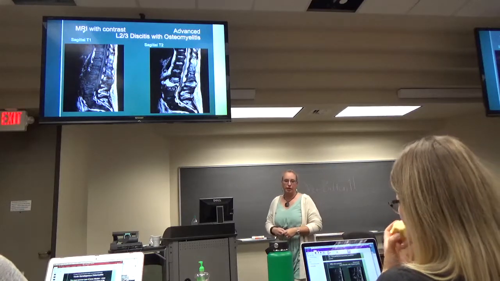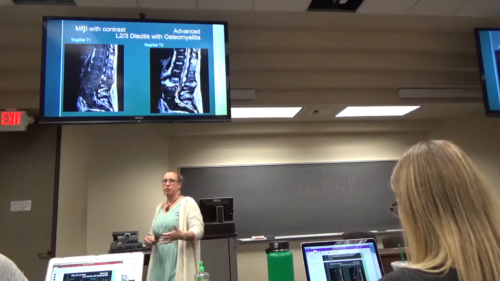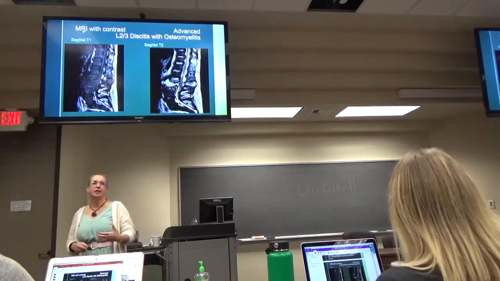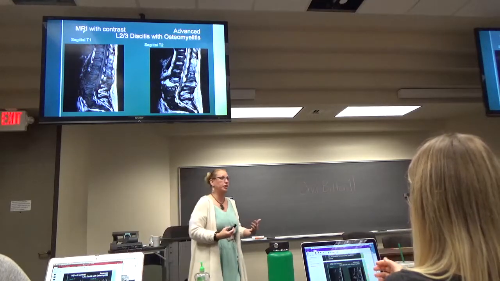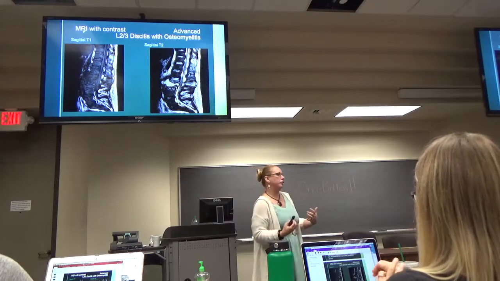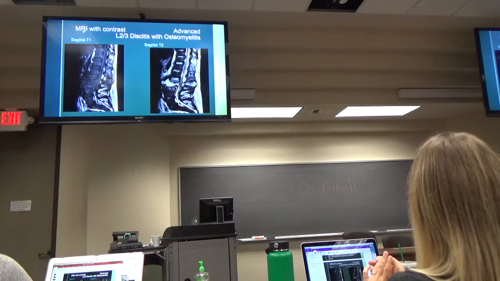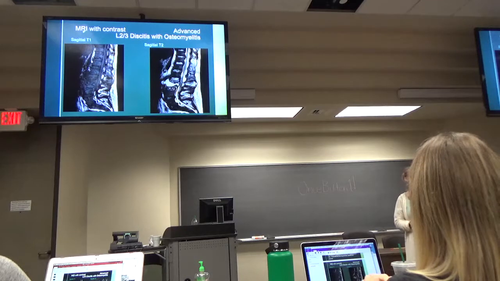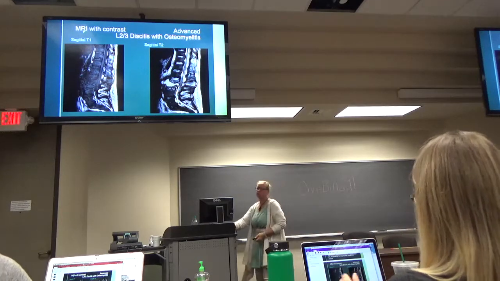Discitis. Osteomyelitis means bone, right? Osteo, bone. Infection. Myelo is anything soft tissue of the myelinated areas. So you've got your brain and your spinal cord that are surrounded. So discs, obviously, are very, very close to the spinal cord, in between both of your vertebrae.